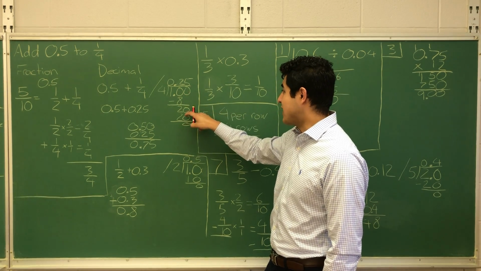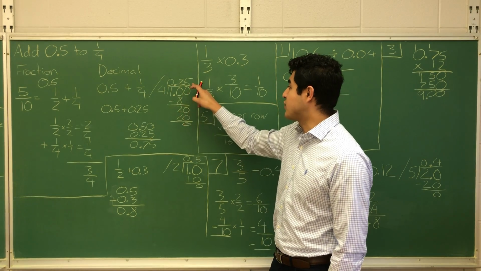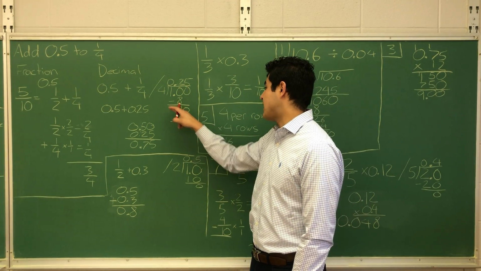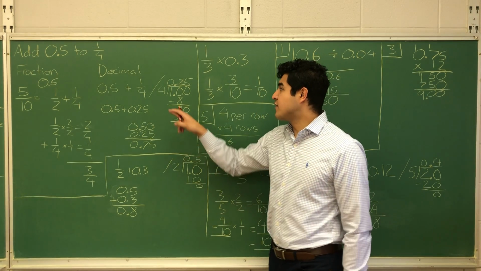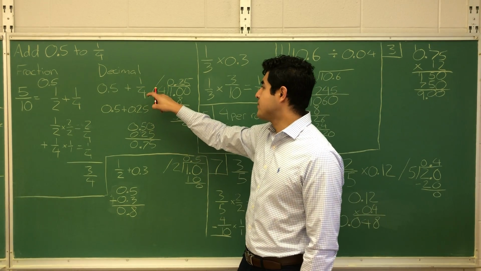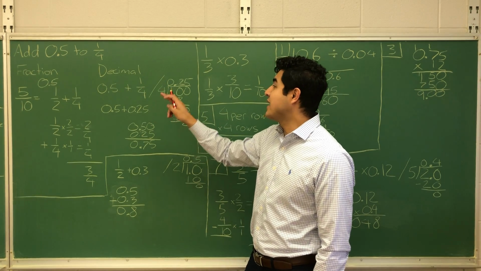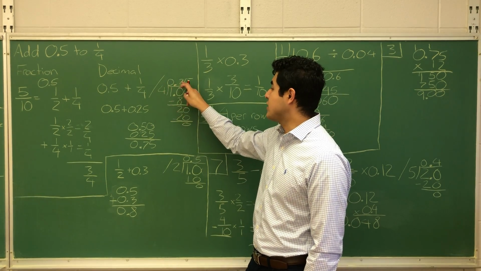Add a 0, bring it down. How many times does 4 go into 20? It goes into it 5 times evenly. 4 times 5 is 20. So we subtract it. 20 minus 20 is 0. So I've converted the fraction 1/4 into the decimal number 0.25.